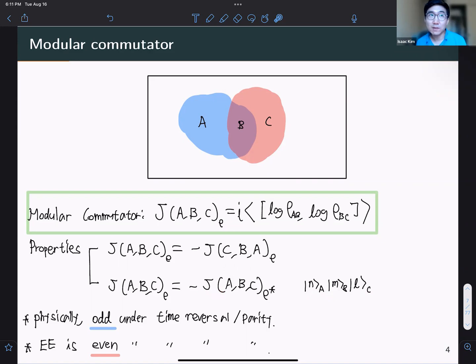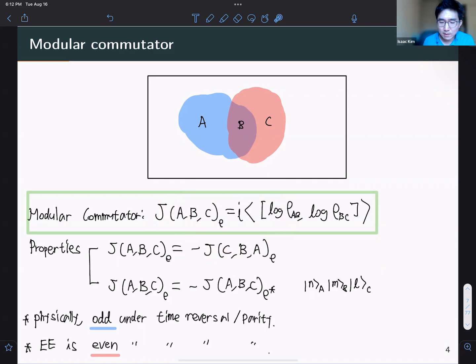At least for bosonic systems, you can think of this as a time reversal. What I'm trying to say is that unlike the entanglement entropy, which remains invariant if you exchange A and C or apply complex conjugation, this quantity is manifestly odd under those transformations. That is very different from normal entanglement measures. And this is not just about entanglement entropy. To the best of my knowledge, I do not know any entanglement measure that is odd under time reversal, at least for bosonic systems. So it's a very curious quantity.